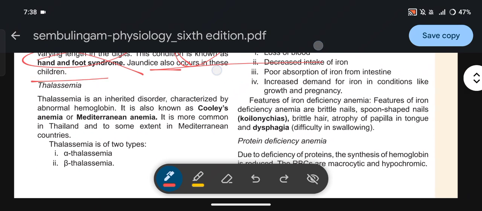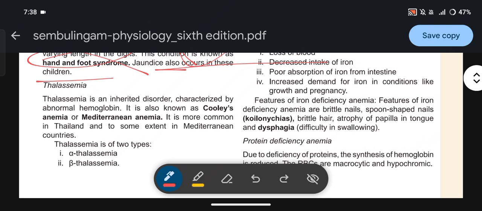Now let us discuss thalassemia. Thalassemia is also an inherited disorder which is characterized by abnormal hemoglobin. It is also known as Cooley's anemia or Mediterranean anemia, and in Bengali it is also known as Bhumodhosagariya anemia. It is more common in Thailand and to some extent in Mediterranean countries.